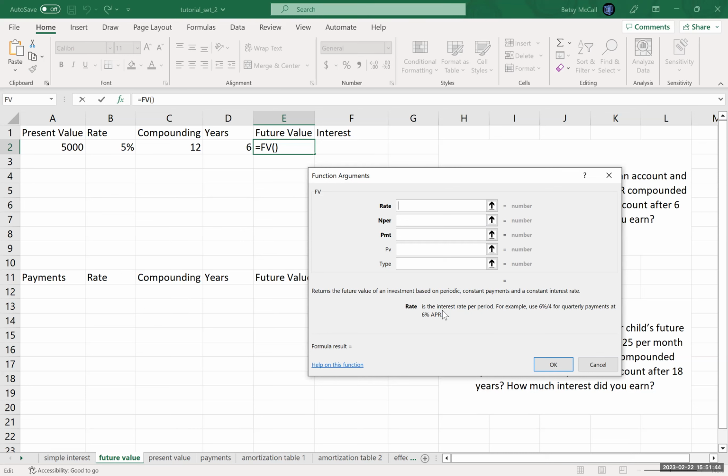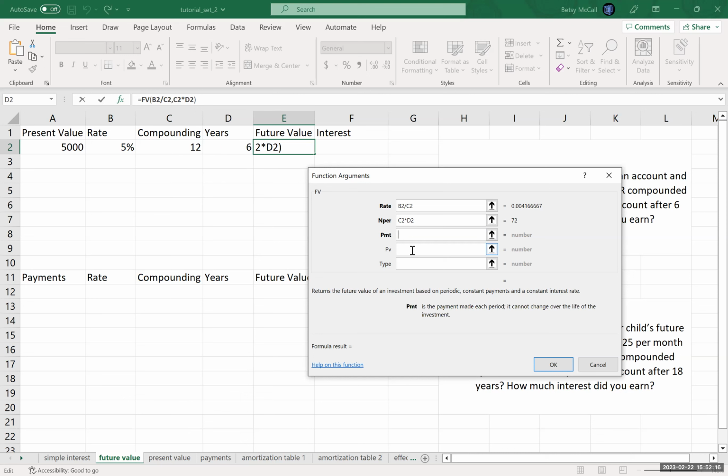Now, the rate is not the annual rate, it's the rate per period. So notice that it gives you a little note here: 6% annual, for quarterly payments, you have to divide by 4. So our rate is the 5% rate divided by the number of times we're compounding, so 5% over 12. The N per is the total number of payments. So that would be the number of compounding periods times the number of years.